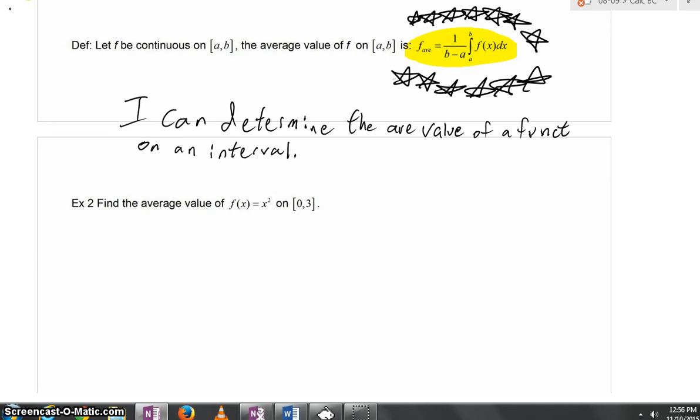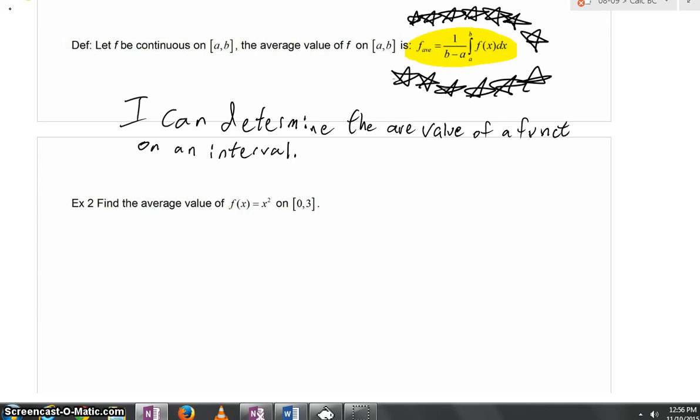You want to know the average value of a function is 1 over b minus a times the integral from a to b of f of x dx. And our learning target, plain and simply, is that I can determine the average value of a function.